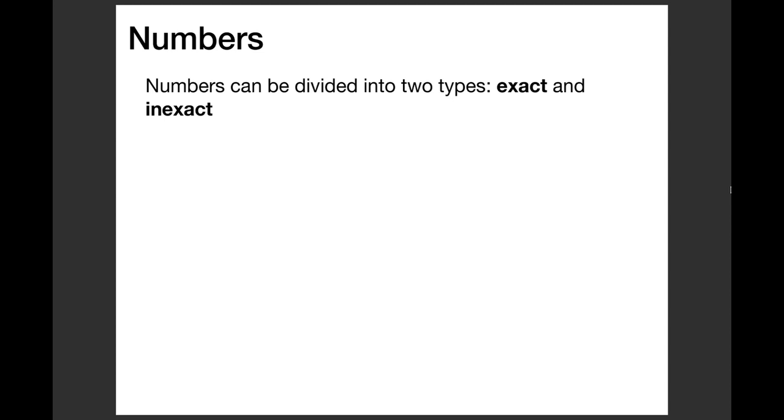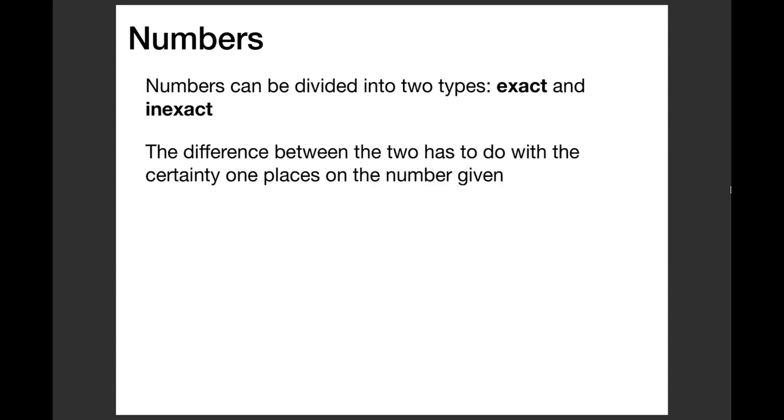Now we will turn our attention to a seemingly simple topic, numbers. In the previous video, we talked about one part of a measured quantity, the unit. Now we'll talk about the other part of that measured quantity, the number or the magnitude that describes that measured quantity. All numbers can be broken down into exact and inexact numbers. The difference between an exact and an inexact number comes down to the certainty that one places on whether or not that value is the exact value that is being measured.